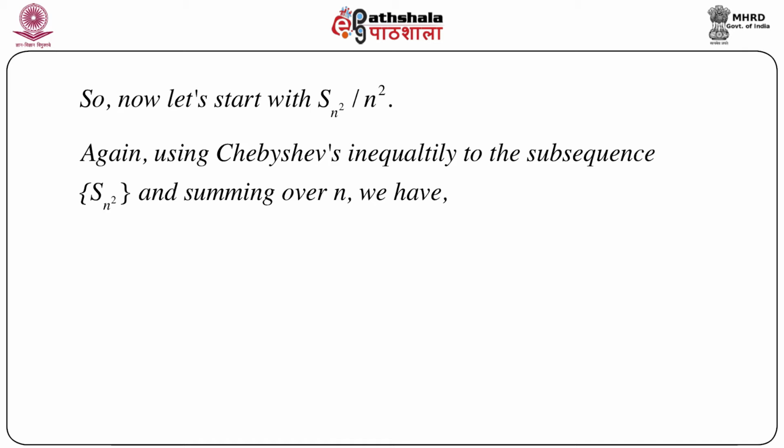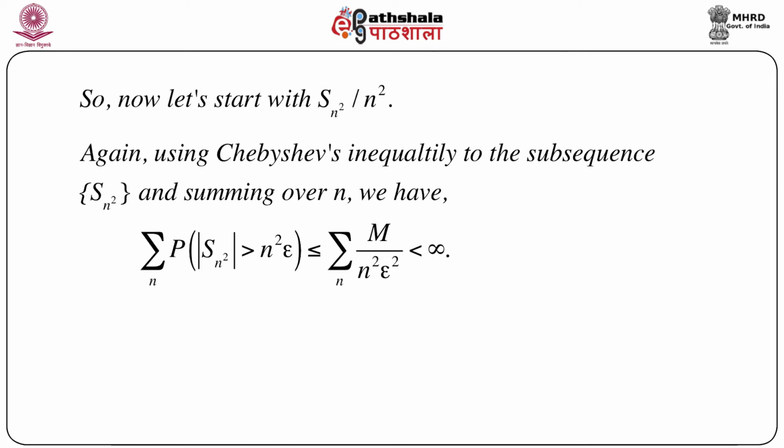Again applying Chebyshev's inequality to the subsequence Sn square and summing over n, we can have it similarly. Now remember, in the suffix, initially it was n in the previous case, now we replace it by n square. So we have to replace everything, all the n by n square. That means the right hand side becomes summation over n of M by n square epsilon square. Now this quantity is finite, this quantity is convergent.